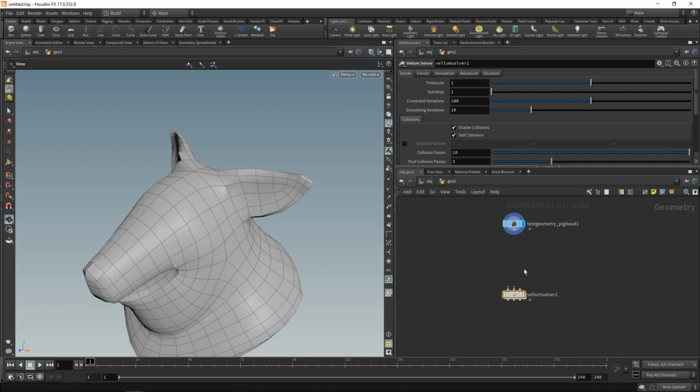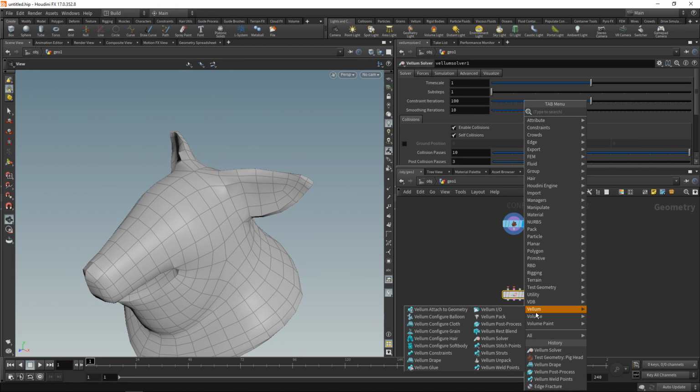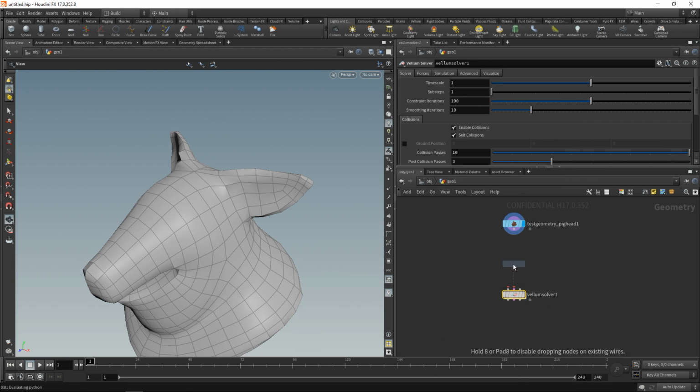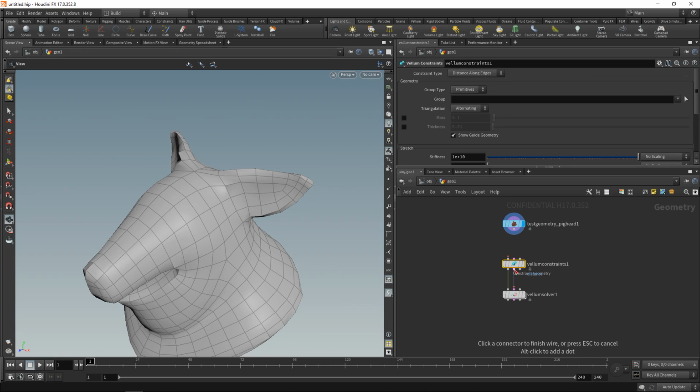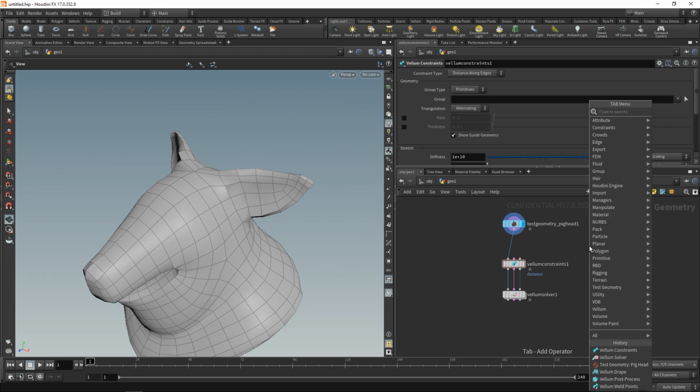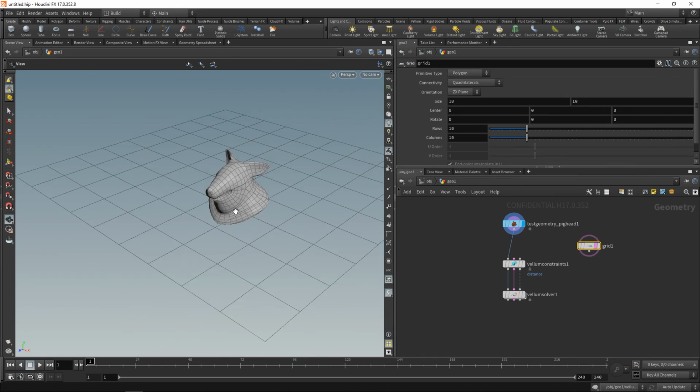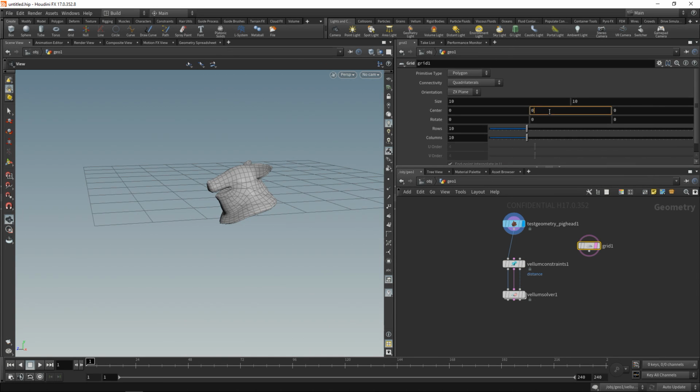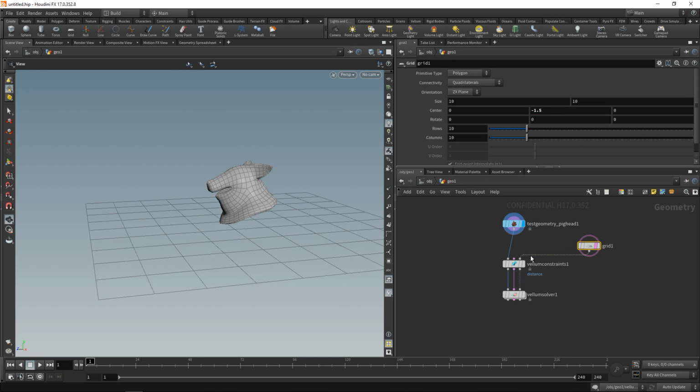So how do you set up this geo? You use Vellum constraints to configure the behavior of your geometry. So let's drop down a Vellum constraint here and wire this into the solver. The simulation geometry goes in the first input, and let's drop down a grid, zoom out a bit here, and move this downwards a bit like this, and use this as a collision geometry.